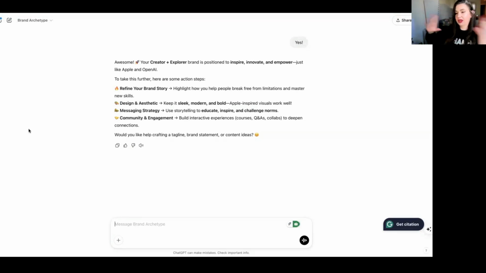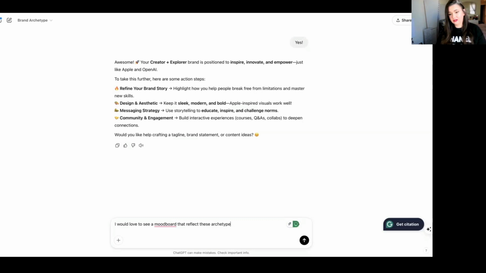This kind of goes into a bigger thing where we can really get into colors, aesthetic, logo design. There's a lot that we can do with this information. But one of the fun things I want to leave you with is I would ask it to say, I would love to see a mood board that reflects these archetypes.